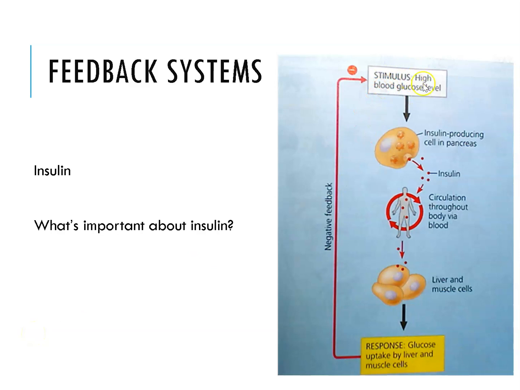But here we go. So you have high blood glucose level, insulin-producing cells in the pancreas. It makes insulin, a hormone. And then it circulates through the body, and then it allows liver and muscle cells to take in glucose. And so glucose is taken up, and so it dramatically decreases.